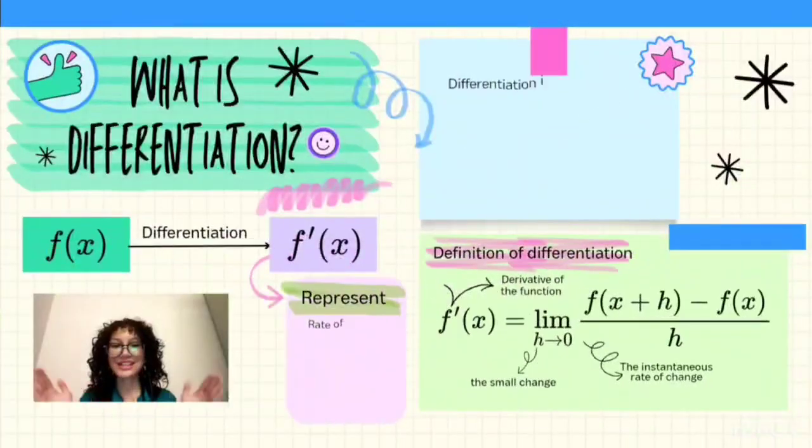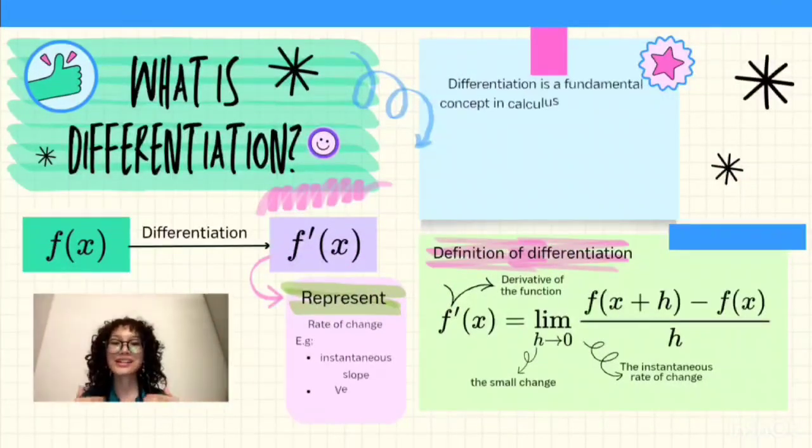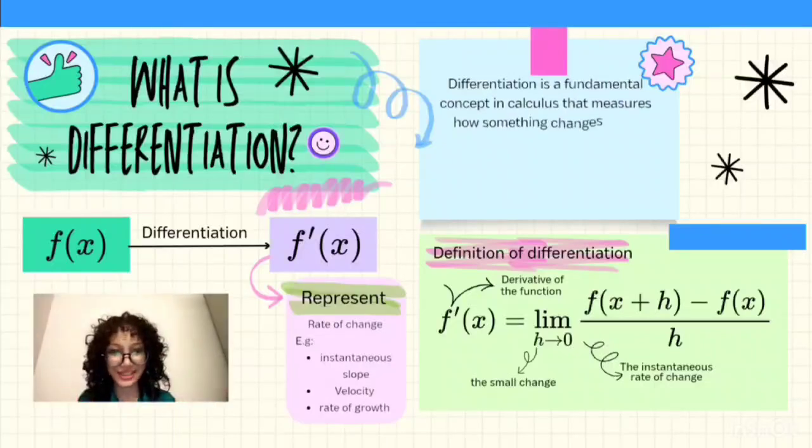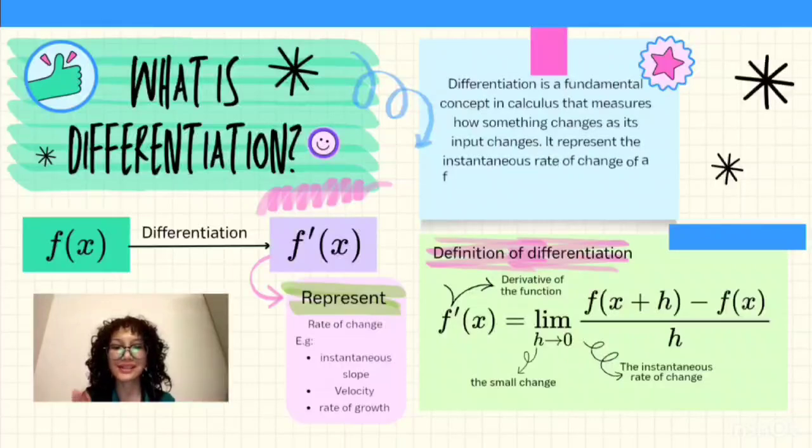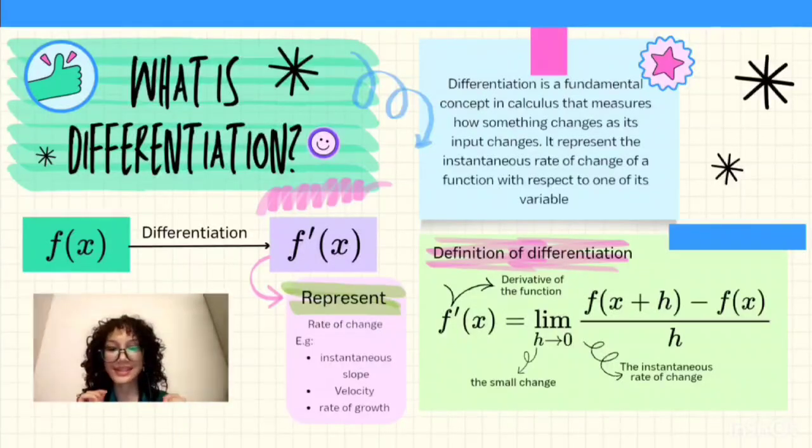What is differentiation? Differentiation is a fundamental concept in calculus that measures how something changes as the input changes. It represents the instantaneous rate of change of a function with respect to one of its variables. The diagram shows how differentiation transforms a function into a derivative, and that derivative represents the rate of change.